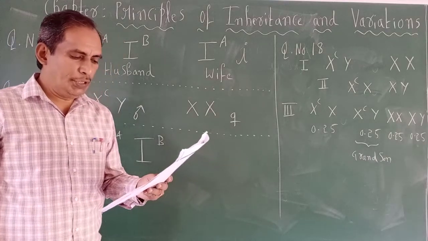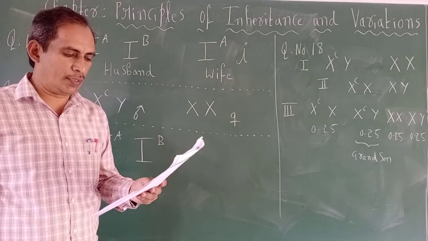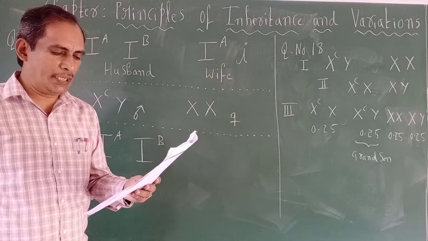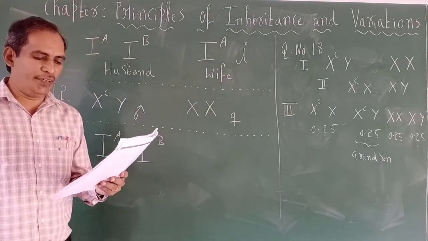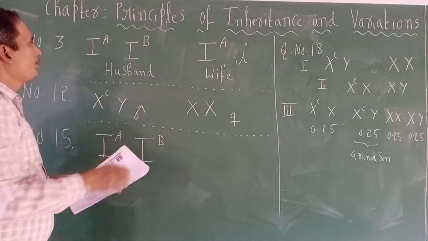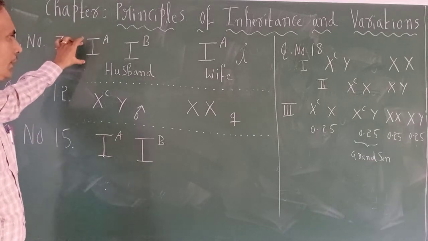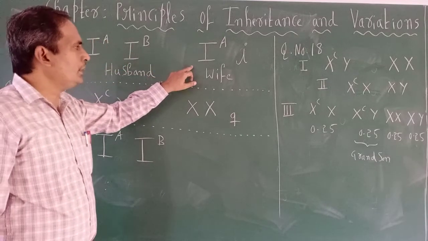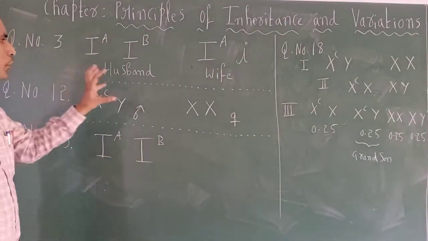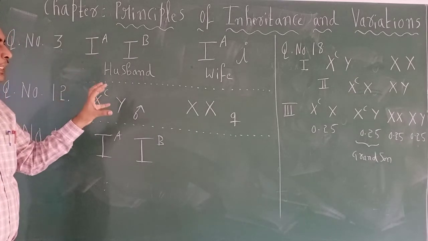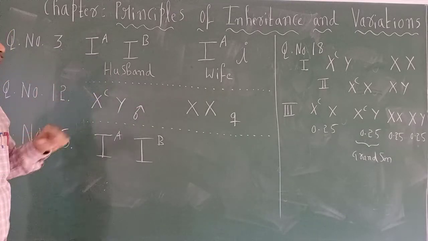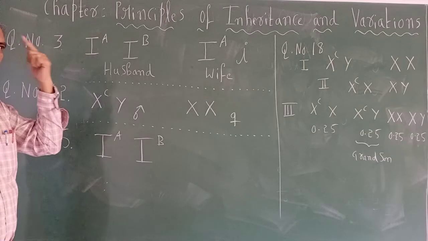Third question. The genotypes of a husband and wife are Ia, Ib and Ia small i. Among the blood types of their children, how many different genotypes and phenotypes are possible? Look here. This is the genotype of the husband, Ia, Ib. This is the genotype of the wife, Ia, small i. What is the question? We have to find the possible genotypes and phenotypes of their children. How to find the genotypes? Mentally we can do it.